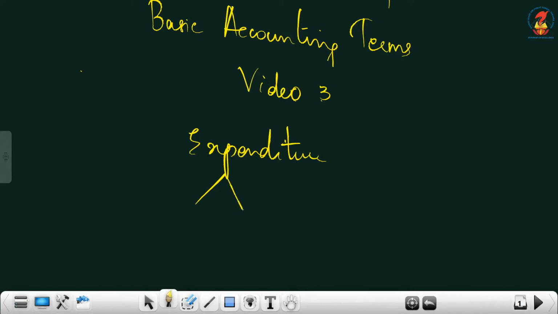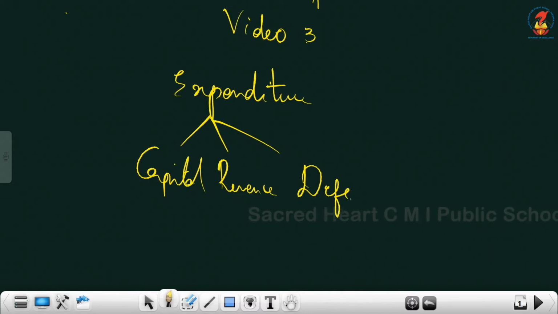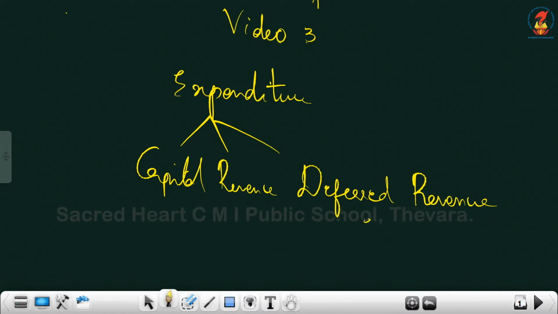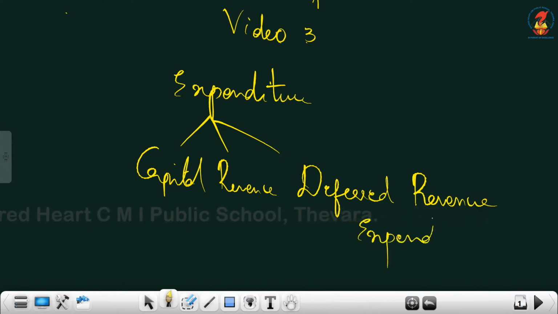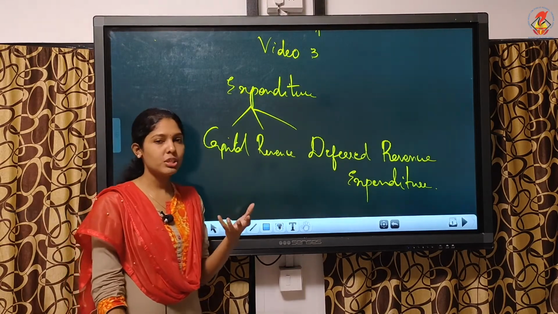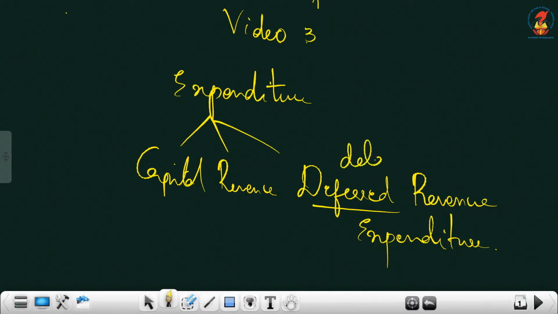You just include this term also there after your capital and revenue expenditure. You need to write one more, that is deferred revenue expenditure. Usually you will be getting a question like what is deferred revenue expenditure. Other than asking the classification for expenditure, specifically they will ask this term, what is deferred revenue expenditure. Okay, deferred means delayed or in future. That's related to future, delayed or future.